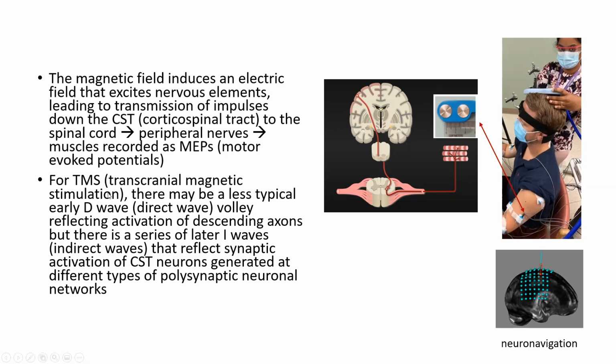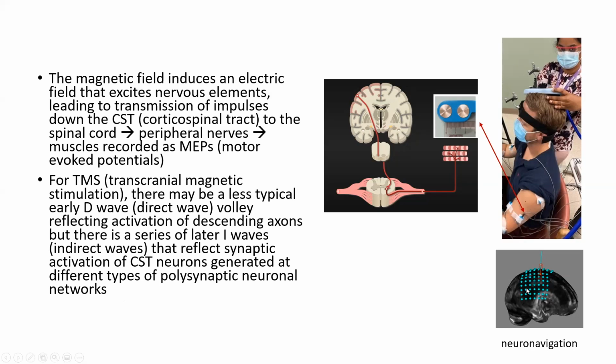For TMS, or transcranial magnetic stimulation, there may be a less typical early D wave, the direct wave volley, which reflects activation of descending axons, but there is a series of later I waves, or indirect waves, that reflect synaptic activation of corticospinal tract neurons generated at different types of polysynaptic neuronal networks. What this means is that it's complicated as to what exactly is being stimulated.